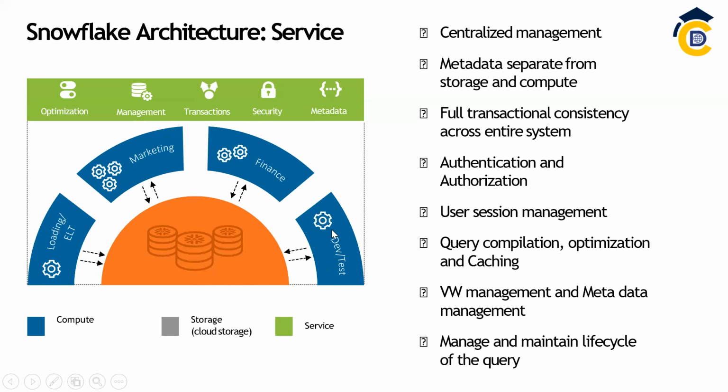Sometimes in the certification exams, they ask how many layers there are, and then they give you some layer names and ask which are applicable. So there is the storage layer, then the compute layer. This is also called the query processing layer, and also the muscle of the Snowflake architecture. And on top is the third layer, called the cloud service layer, or simply the service layer. This is the brain of the architecture.